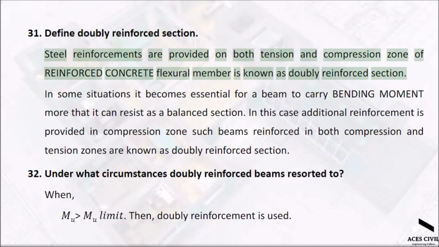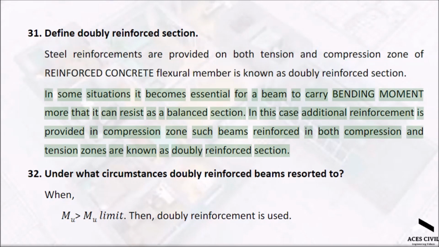Steel reinforcements provided on both the tension and compression zones of a reinforced concrete flexural member is known as a doubly reinforced section. In some situations it becomes essential for a beam to carry a bending moment more than it can resist as a balanced section. In this case additional reinforcement is provided in the compression zone. Such beams reinforced in both compression and tension zones are known as doubly reinforced sections.